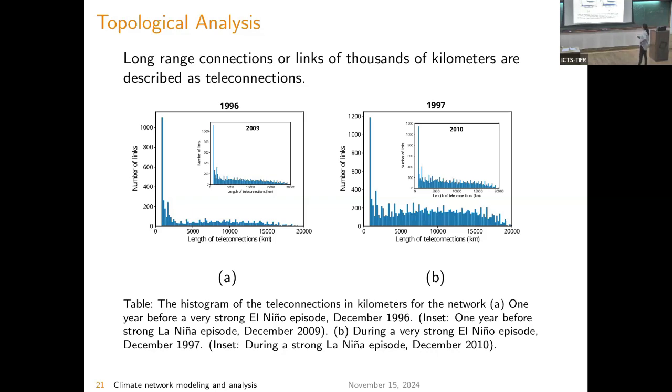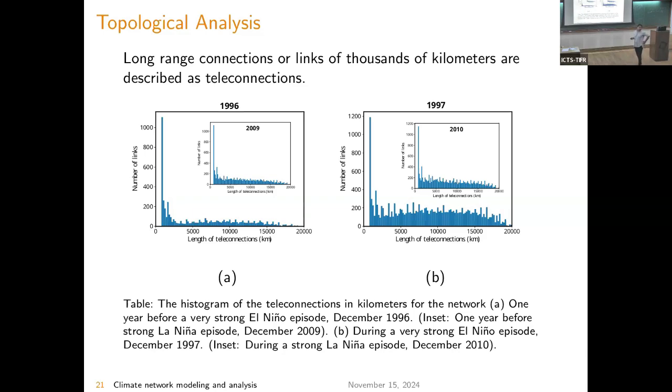So this is the histogram. This is the length of teleconnections and the number of links. This is for El Nino 1996, that is, one year before the strong El Nino episode, and this is during the very strong El Nino episode. And we can also see in the inset there is this La Nina. The inset shows the one year before strong La Nina and during the La Nina.